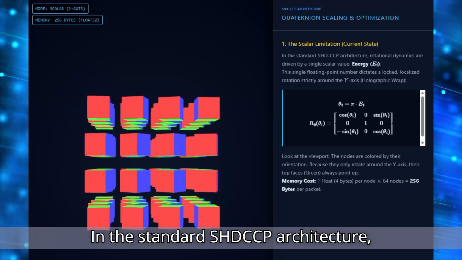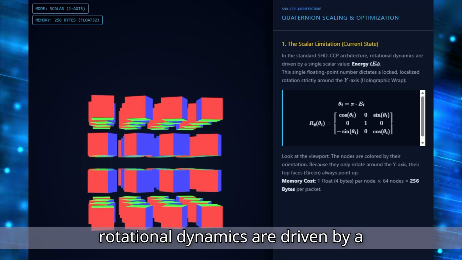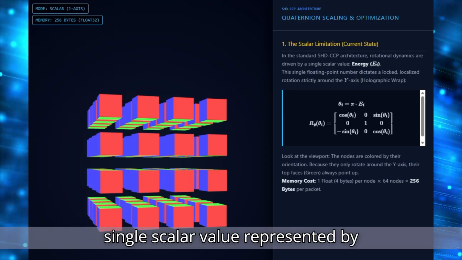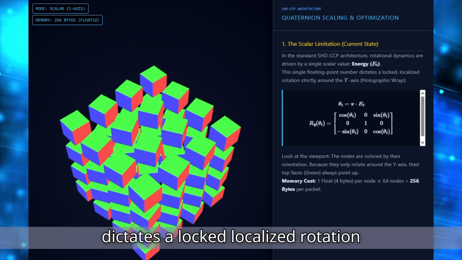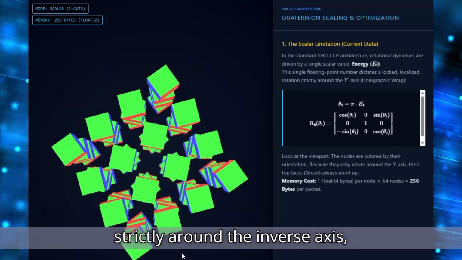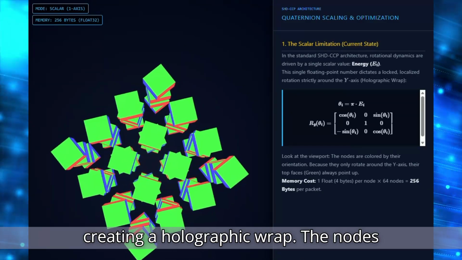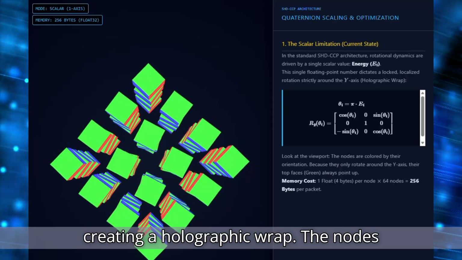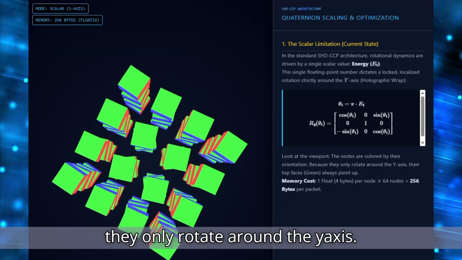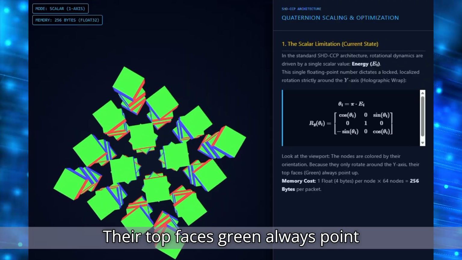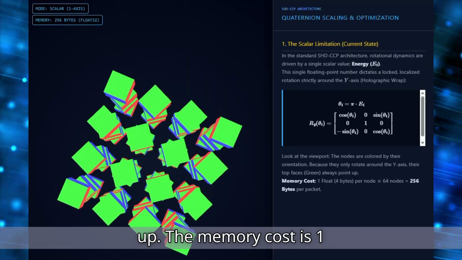In the standard SHDC CPU architecture, rotational dynamics are driven by a single scalar value, represented by energy. This single floating point number dictates a locked, localized rotation strictly around the inverse axis, creating a holographic wrap. The nodes are colored by their orientation. Because they only rotate around the y-axis, their top faces, green, always point up.